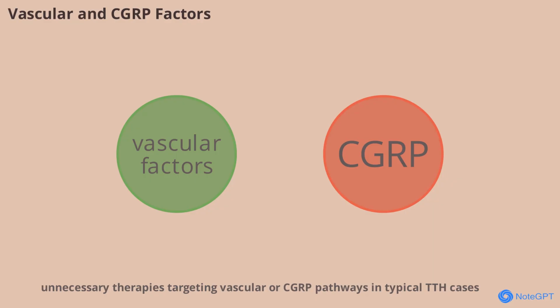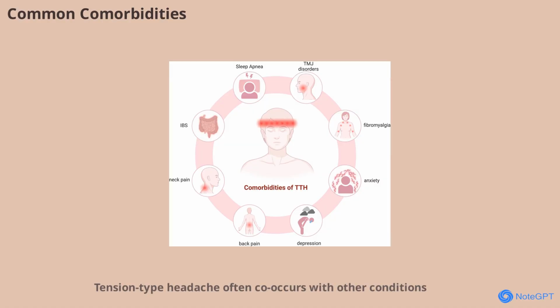Tension-type headache often co-occurs with other conditions, including musculoskeletal pain like back and neck pain, temporomandibular disorders, fibromyalgia, and psychiatric disorders such as anxiety and depression. Sleep disturbances, gastrointestinal issues, and even systemic diseases like hypertension and hypothyroidism are also more common in TTH patients. These comorbidities can exacerbate headache burden, complicate treatment, and impact quality of life. Recognizing and addressing comorbid conditions is a key component of comprehensive TTH management.